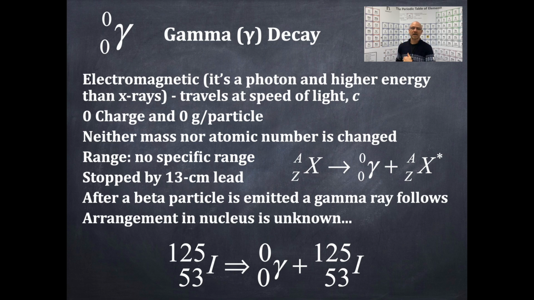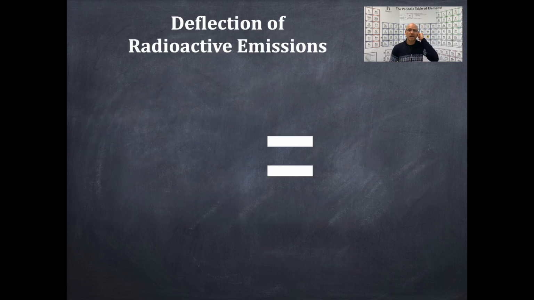All right, let's keep on moving here. There's much more to cover. So we're going to talk about the deflection of these three radioactive particles. You should have an understanding: we've got alpha, beta, and gamma. Alpha has a 2+ charge, beta has a -1 charge, and gamma has no charge at all. So you're going to take that into consideration as we look at this.